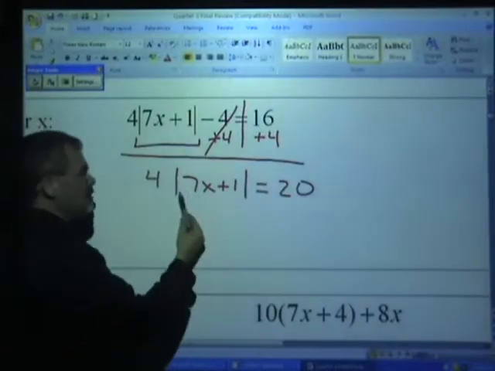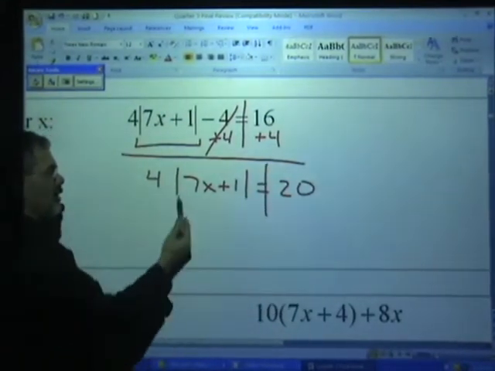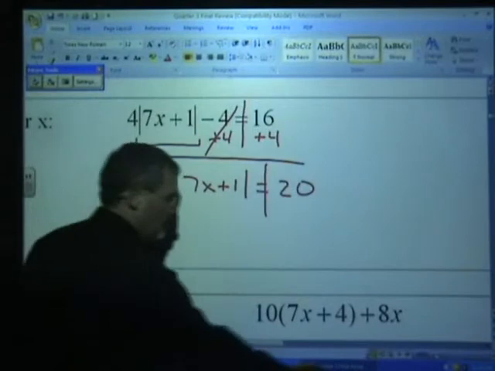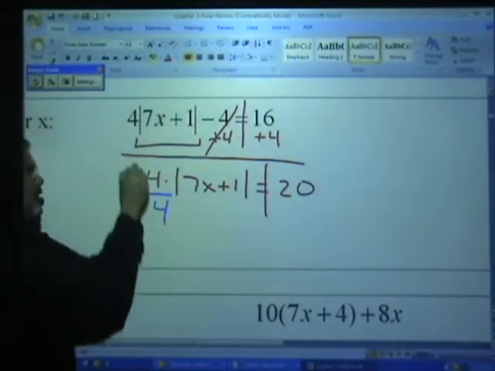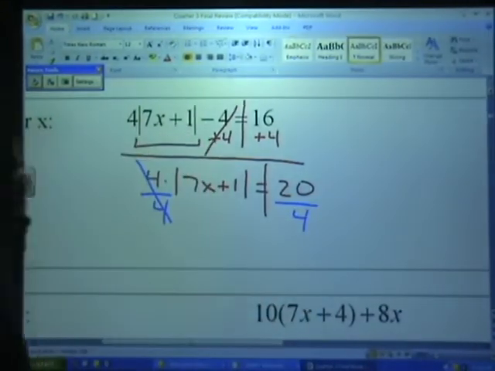Okay, now we have to get the absolute value by itself. On this side of the equation, we got to get rid of this. How do you get rid of multiply 4? Yeah, there's multiply 4 here. In front of the absolute value, it's being multiplied by 4. And the opposite of multiply is divide. Bam! That's how you get rid of it. Over here too, though. Just like that.